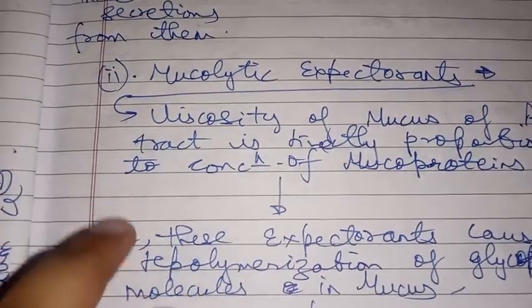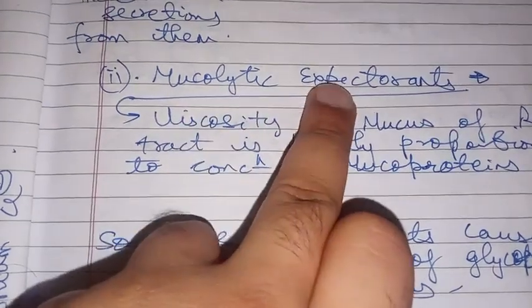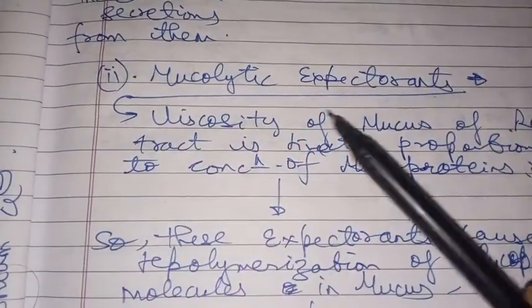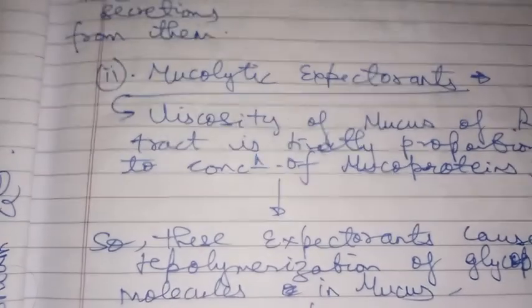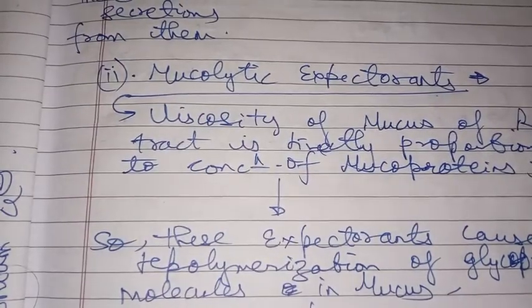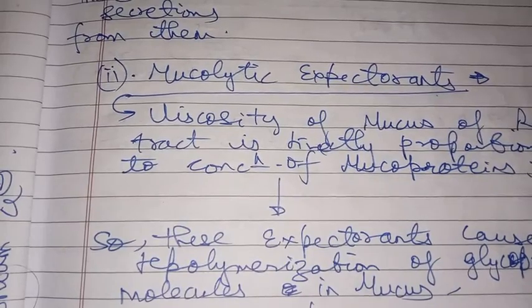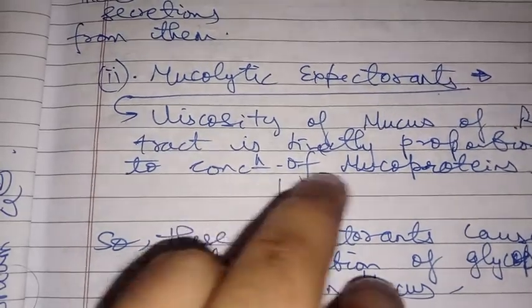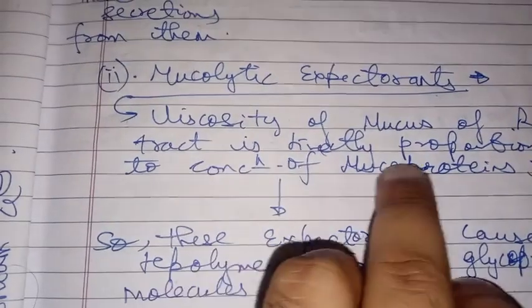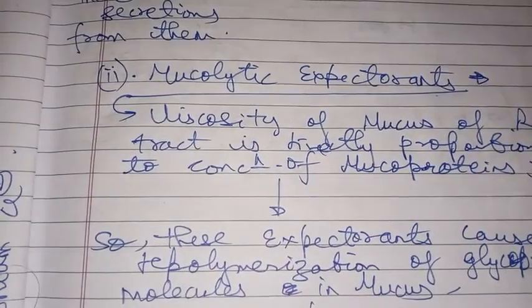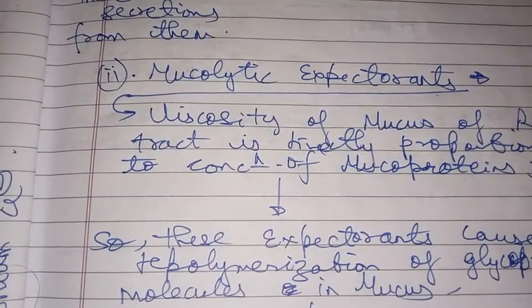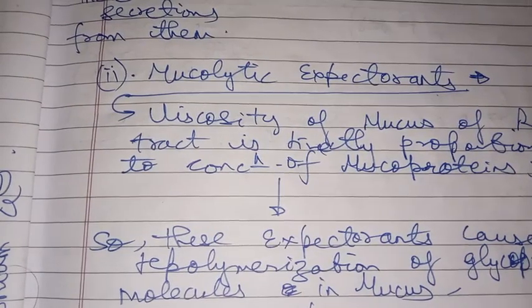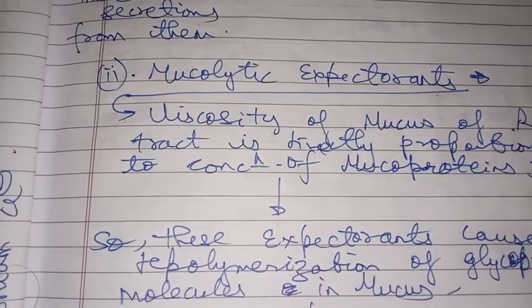Okay. We have studied secretory expectorant. Now is mucolytic expectorant, which acts on the viscosity of mucus. Before understanding mucolytic expectorant, we need to understand why mucus is viscous. The viscosity of mucus of the respiratory tract is directly proportional to the concentration of mucoproteins in it. There are some mucoproteins in the mucus found in the respiratory tract, and this viscosity is directly proportional to the concentration of mucoprotein in the mucus.